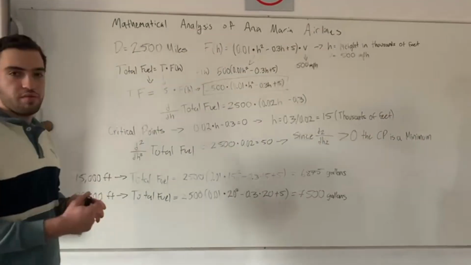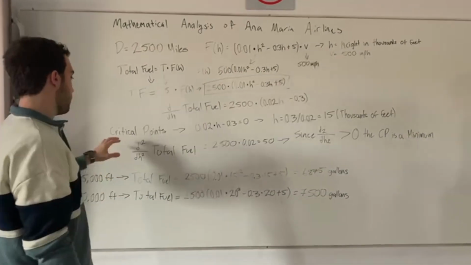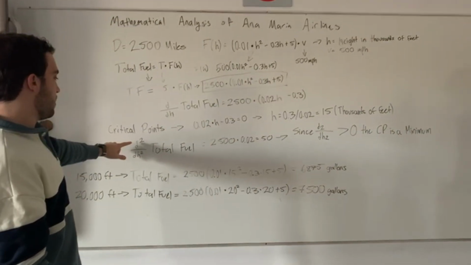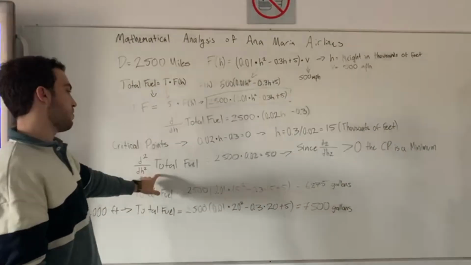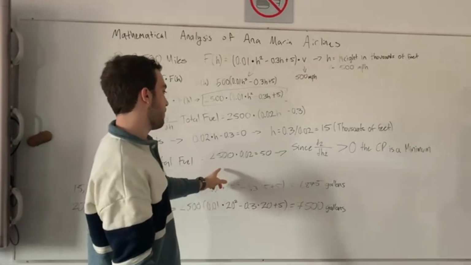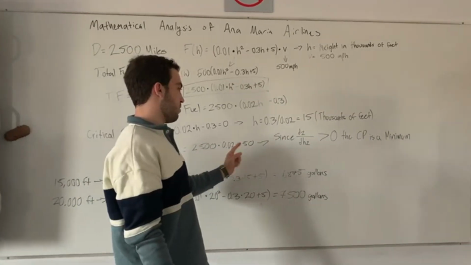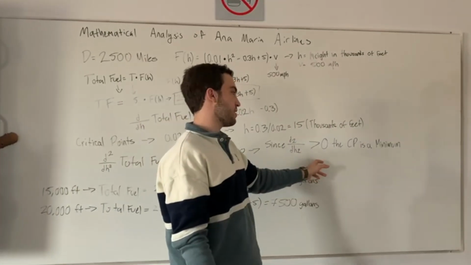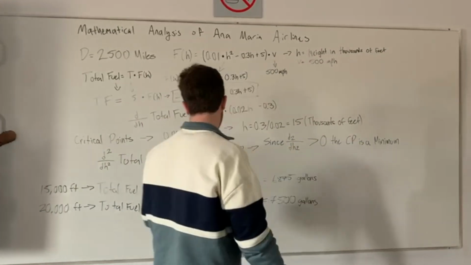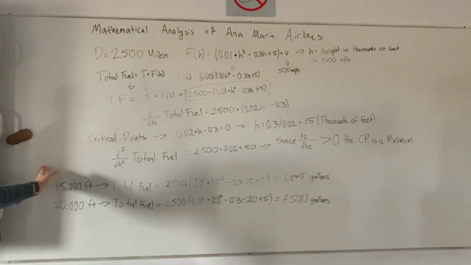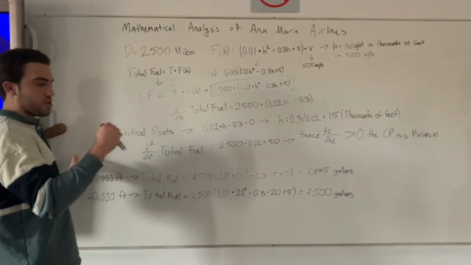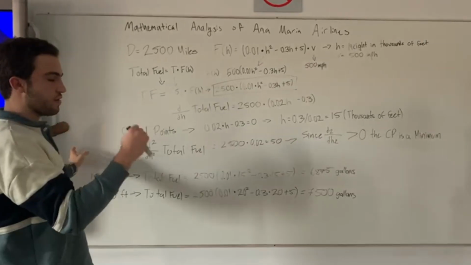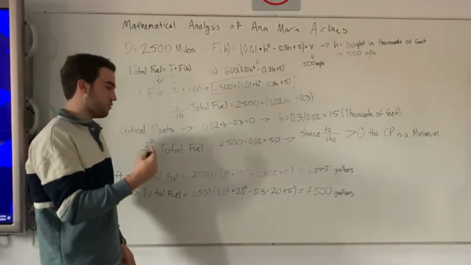Now, in order to determine whether this is a minimum or a maximum, we find the second derivative of the total fuel formula, which is going to be 2,500 times 0.02, which is 50. And since the second derivative is positive, this means that the critical point is a minimum. So this means that the total fuel consumption is going to be at a minimum at 15,000 feet. So this is the optimal altitude to travel.